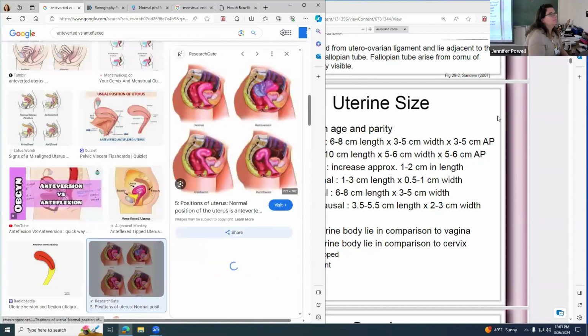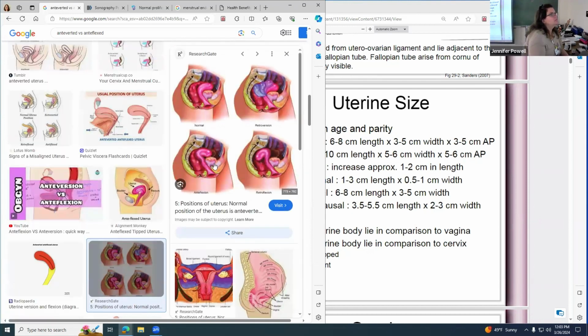This one looks pretty good. So the normal position kind of goes forward like this.